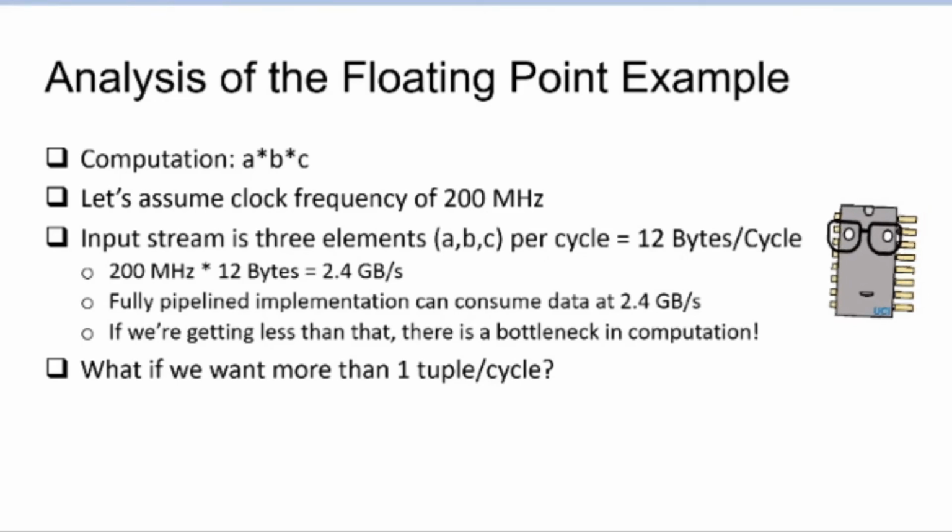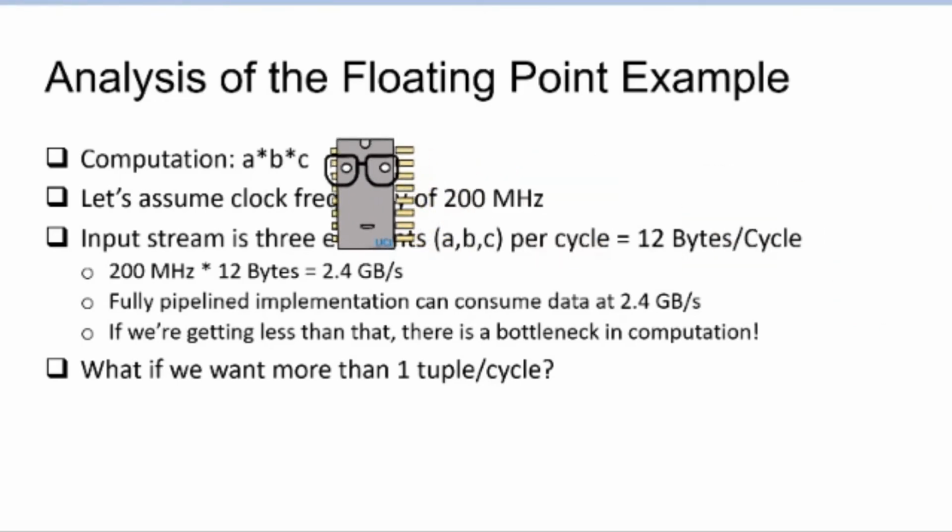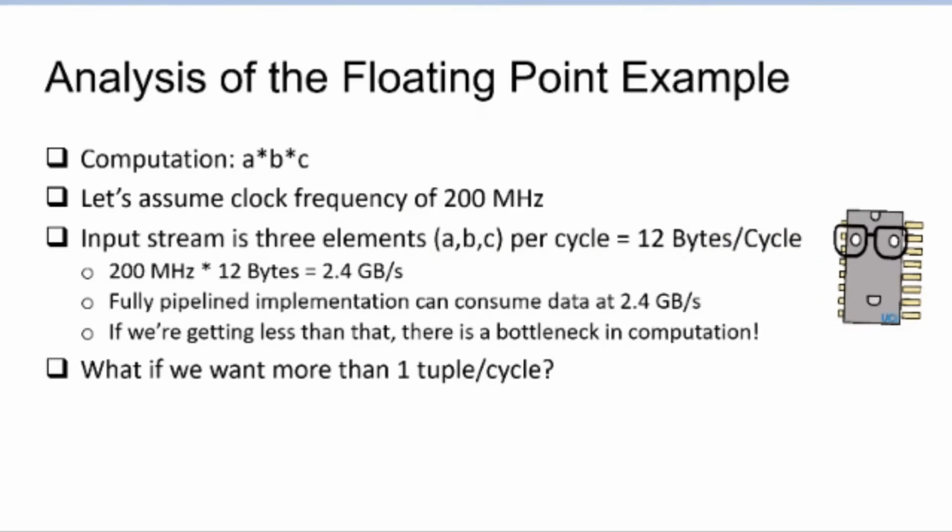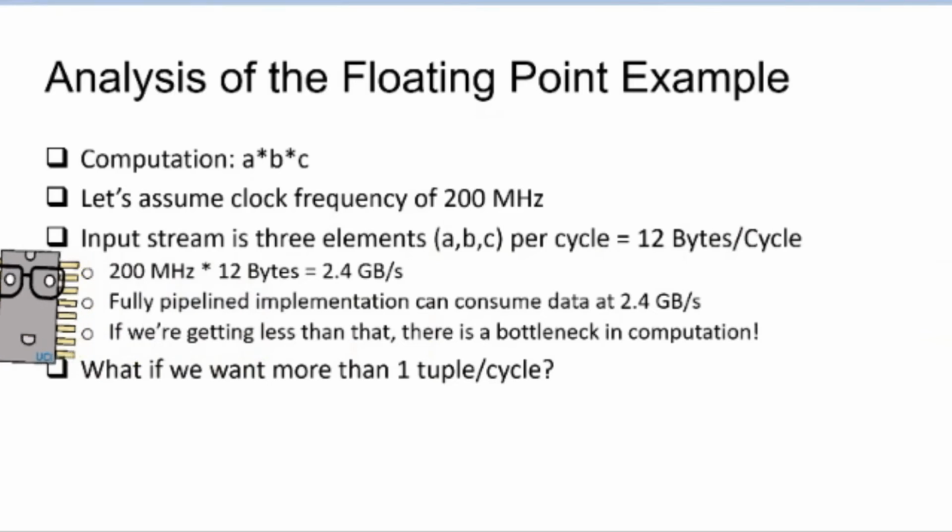So in the simple floating point multiplication example, A multiplied by B multiplied by C, if we can push data into the system at 12 bytes per cycle, then we get maximum performance at 200 megahertz. 12 bytes being processed per cycle would be 2.4 gigabytes per second. So the fully pipelined implementation can consume data at 2.4 gigabytes per second. If we're getting less than this, then there's a bottleneck in computation. So when you run the simulation, and you know that the data is being fed into the system at 12 bytes per cycle, but we're not getting 2.4 gigabytes per second, you will know that there is a bottleneck inside the computation. It could be some scheduling issue or some other pipeline mismatch issue that you have to fix.